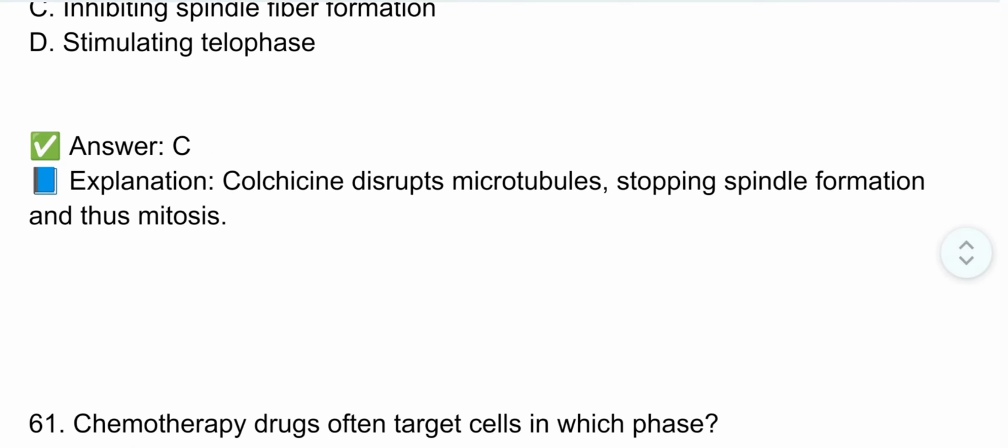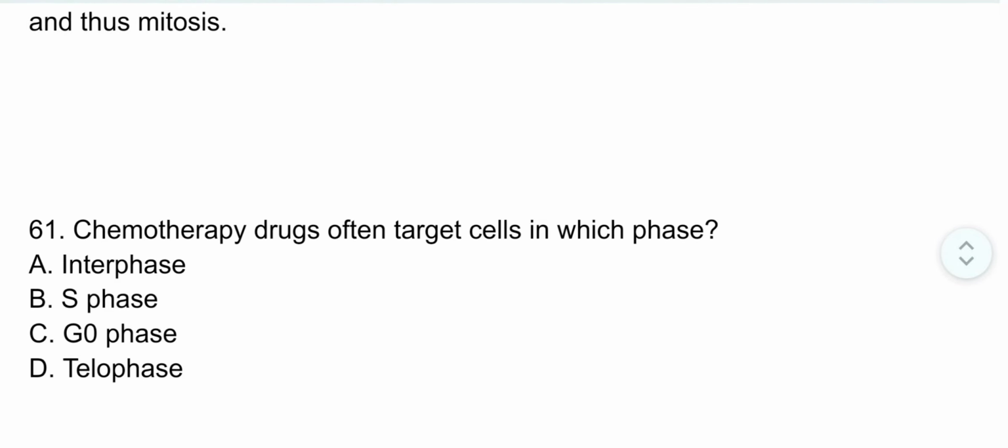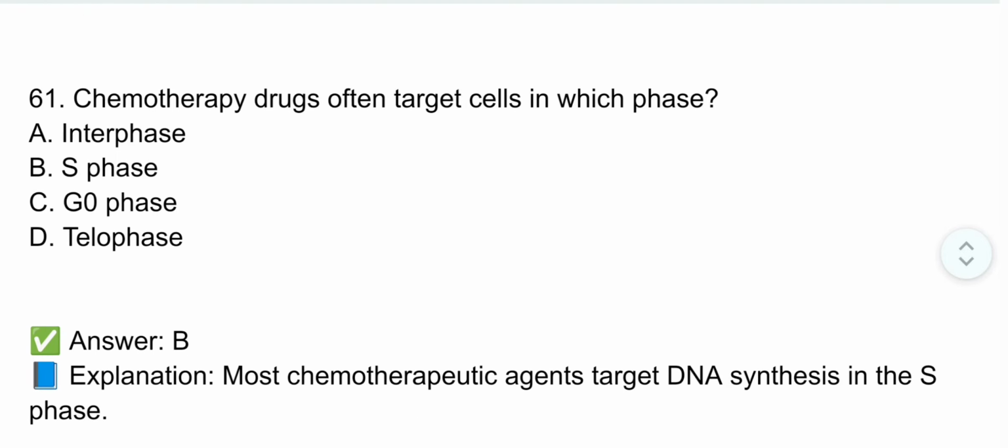Question number 61. Chemotherapy drugs often target cells in which phase? The correct option is option B. S phase. Most chemotherapeutic agents target DNA synthesis in the S phase.